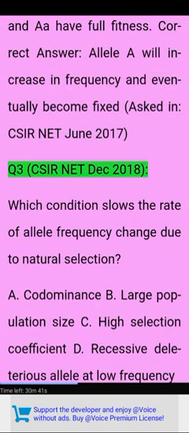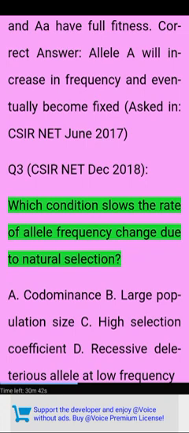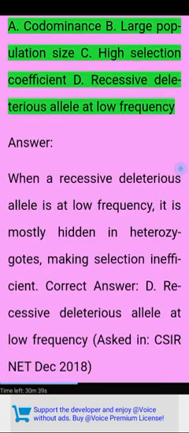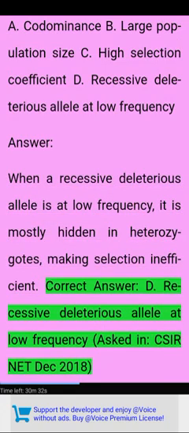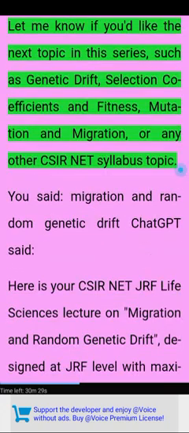Q3, CSIR NET Dec 2018. Which condition slows the rate of allele frequency change due to natural selection? A, codominance. B, large population size. C, high selection coefficient. D, recessive deleterious allele at low frequency. Answer. When a recessive deleterious allele is at low frequency, it is mostly hidden in heterozygotes, making selection inefficient. Correct answer: D, recessive deleterious allele at low frequency. Asked in CSIR NET Dec 2018.